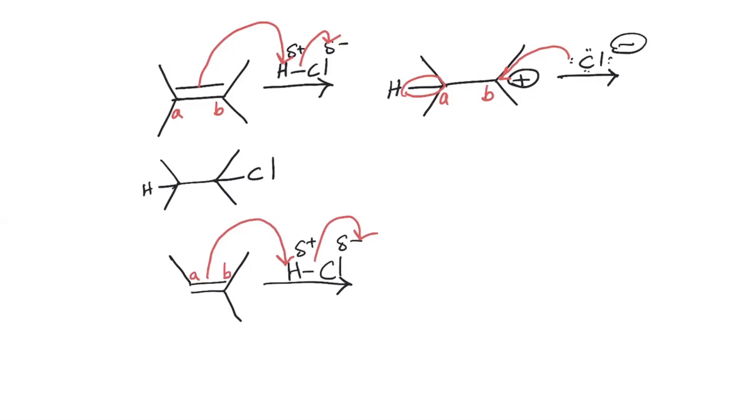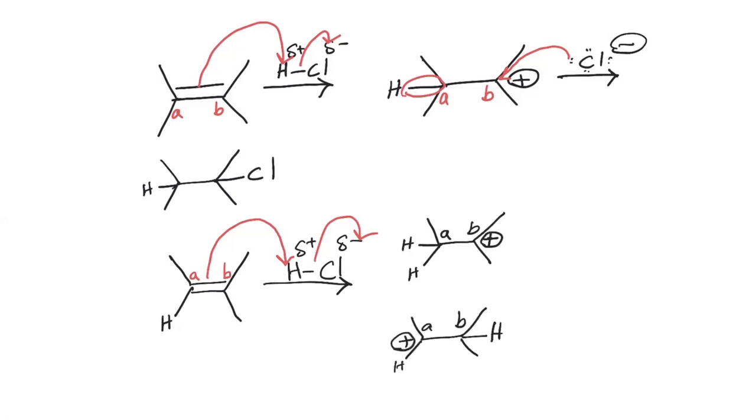Now, we can add hydrogen to carbon A. And you know that carbon A already has a hydrogen, right? This is a bond line structure. So we can add hydrogen to carbon A, and carbon B will have a positive charge. Or we can add hydrogen to carbon B, and carbon A will have a positive charge.